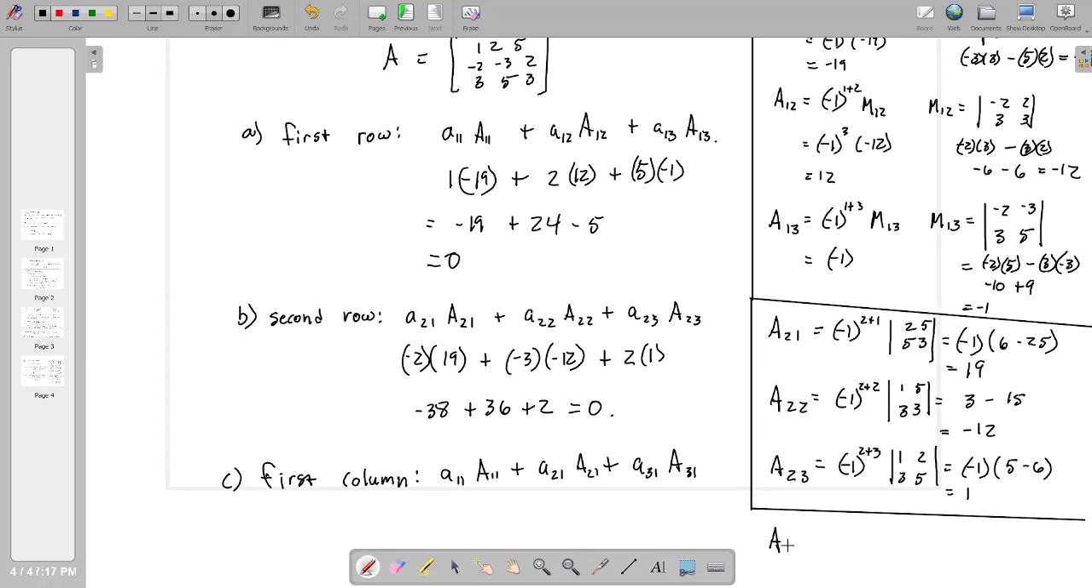So a sub 31 will equal negative 1 to the 3 plus 1 power, which will be a positive 1, times the determinant of the matrix obtained by finding the remaining elements after deleting the third row, first column. So we delete the third row, first column. The remaining matrix is 2, 5, negative 3, 2. So 2, 5, negative 3, 2.